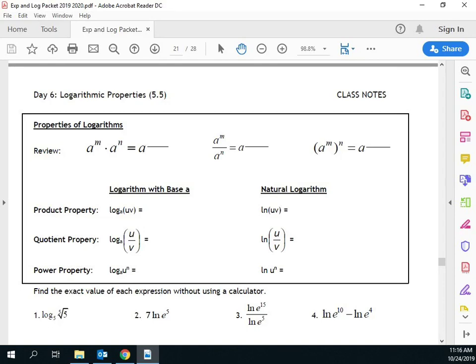So I could take this and split it up, putting an addition symbol in between them, because that's exactly what we do with exponents. When it's a to the m times a to the n, it's the same thing as a to the m plus n. Same true here. What is it when we divide? Subtract.